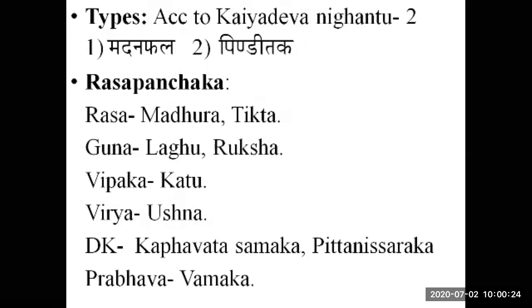Vipaka is Katu Vipaka, Virya is Ushna Virya, and Dosha Karmagnata is Kapha Vata Shamaka, even Pittha Nisaraka. Kapha Vata Shamaka, Pittha Nisaraka. So when they do Vamana karma, along with the Kapha, the pitta also comes out. That is pitta nirharana takes place. Okay. So prabhava is vamaka.